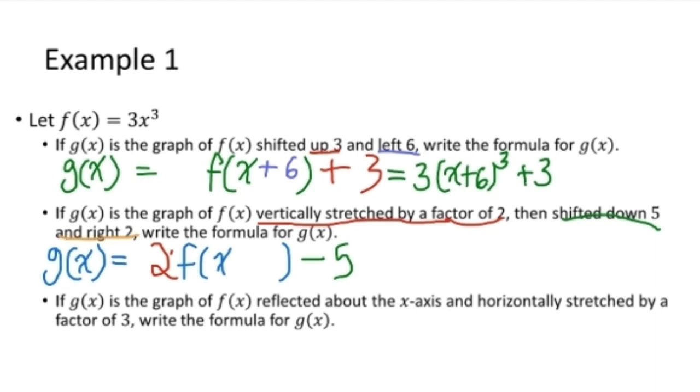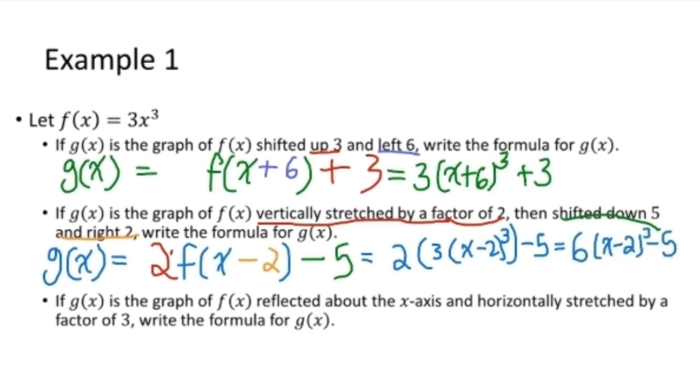And lastly, we're shifting right 2. Well, shifting right is a horizontal transformation, so we know directly to x, because it's a shift, we're adding or subtracting 2. But be very careful once again, since we're moving right 2, we're going to subtract 2. To get the final formula for g of x, we're going to plug x minus 2 in for x in f of x, and we're going to multiply that result by 2 and subtract 5. And with a little cleanup, multiplying the 3 and 2, we get 6 times quantity x minus 2 cubed minus 5 as our formula for g of x.